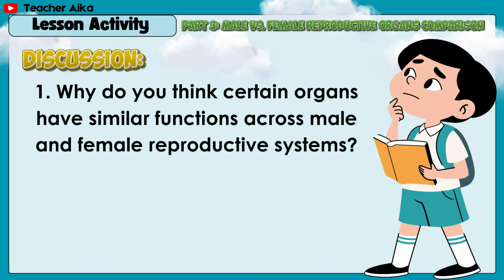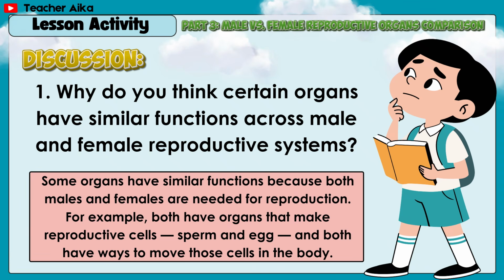Discussion. Number 1. Why do you think certain organs have similar functions across male and female reproductive systems? Answer: some organs have similar functions because both males and females are needed for reproduction. For example, both have organs that make reproductive cells, sperm and egg, and both have ways to move those cells in the body.